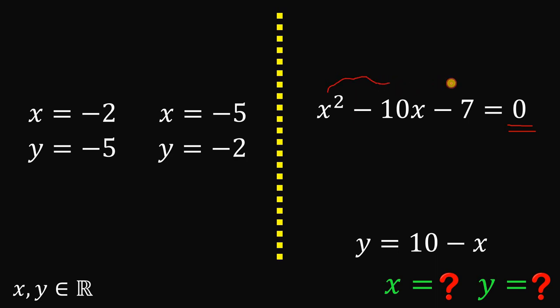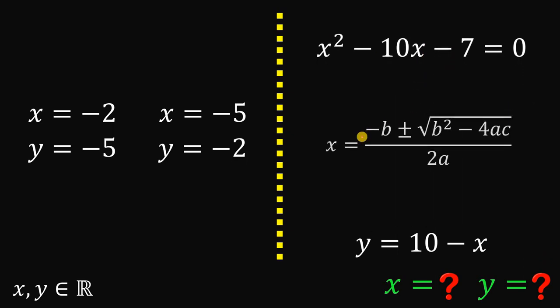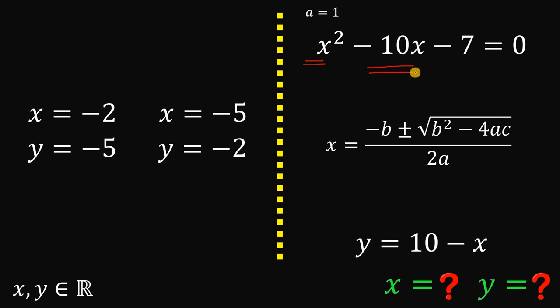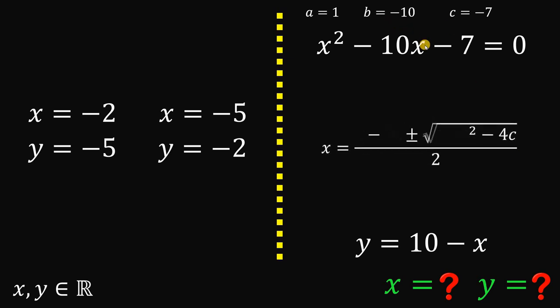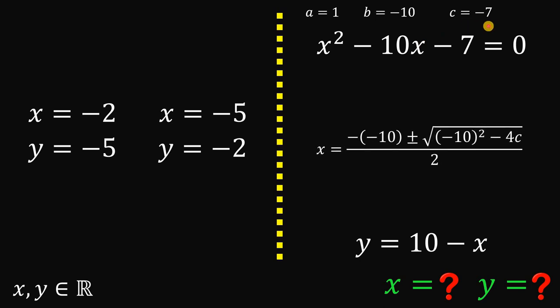Now, this quadratic equation is not factorable. So, to solve for the value of x, we will use the quadratic formula: negative b plus or minus square root of b squared minus 4ac all over 2a. Now, the value of a is the coefficient of x squared, which is equal to 1. b is the coefficient of x, which is negative 10. And c equals the constant term, which is negative 7. Now, let's replace all a with 1, and then all b with negative 10, and then c with negative 7.